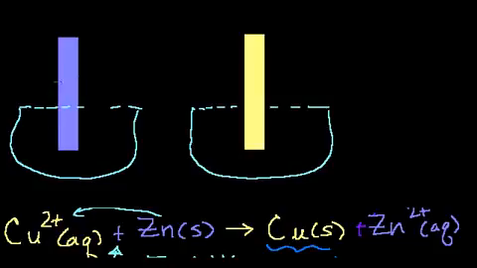So this is my zinc right here, bar of solid zinc. And this is my bar of solid copper. I should do it in a different color. So this is copper right here. My bar of solid copper, and then I have an aqueous solution.